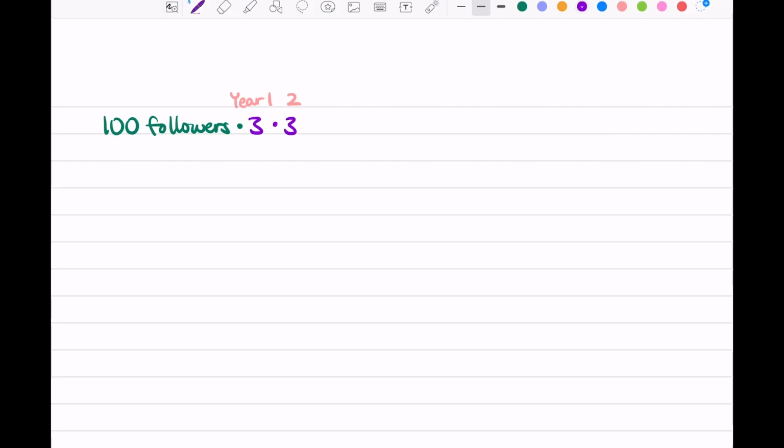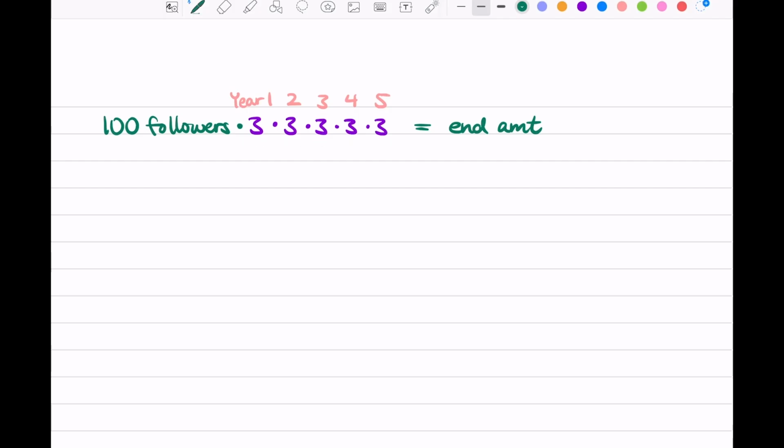And let's say we continue to triple every year for 5 years. So if we multiply by 3 again, that's the number of followers at the end of year 3. Doing it again gives us the number of followers at the end of year 4. And one more time gives us the total followers at the end of year 5. And if we multiply these numbers, we're going to get some end amount. The actual amount isn't important right now. What we're trying to focus on is that we're growing by a certain rate every year.